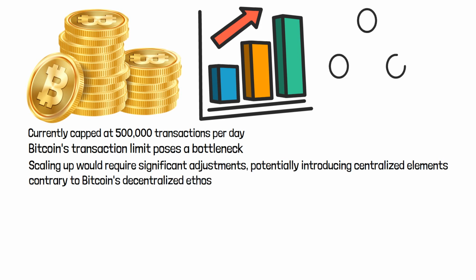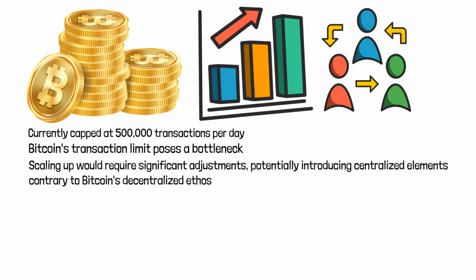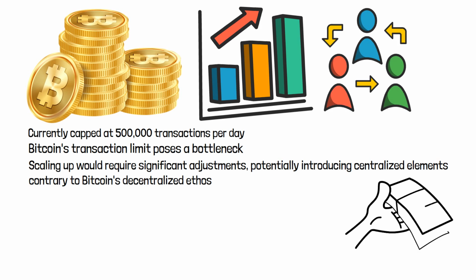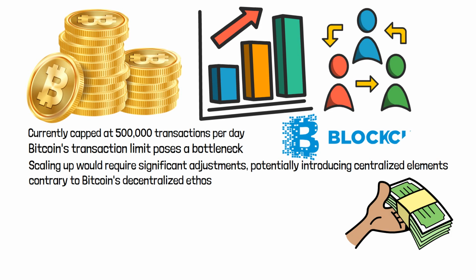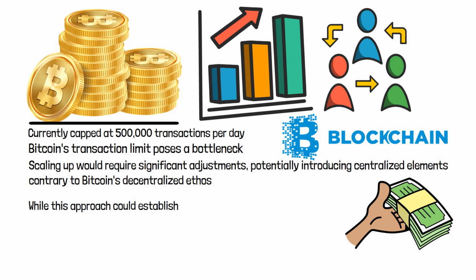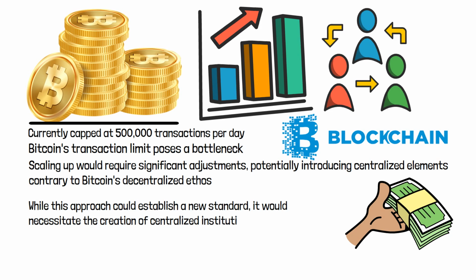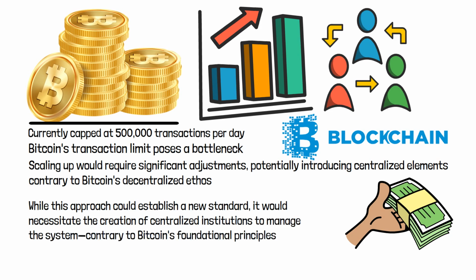Moreover, expanding the network entails higher operational costs, including transaction fees and increased processing power demands. Addressing these challenges may entail shifting Bitcoin trade off the blockchain, opting instead for currencies backed by Bitcoin. While this approach could establish a new standard, it would necessitate the creation of centralized institutions to manage the system, contrary to Bitcoin's foundational principles.